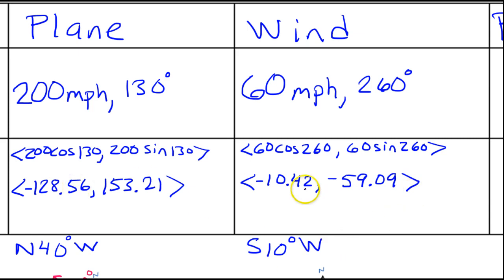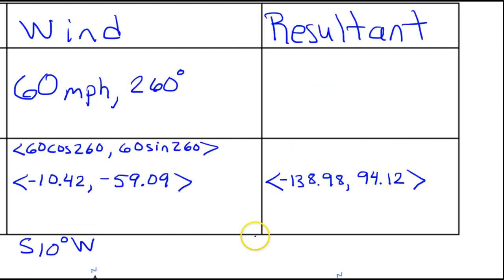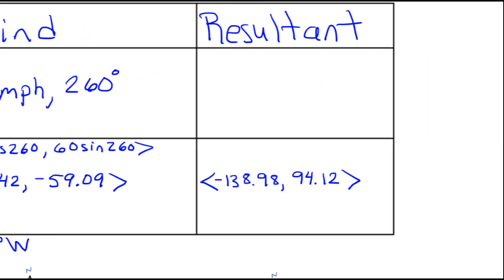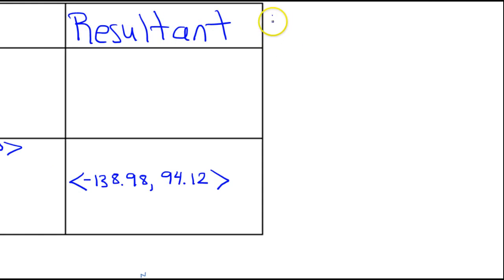Now that we have component form, we can find the resultant vector by adding these vectors together. We can just add the horizontal with the horizontal and the vertical with the vertical. So the resultant vector has a horizontal component of negative 138.98 and a vertical component of 94.12. But what we need is a magnitude and direction similar to this. So we can calculate that off to the side.